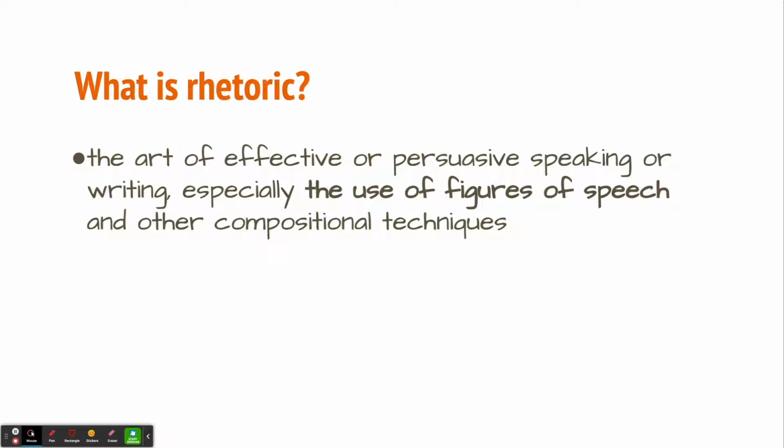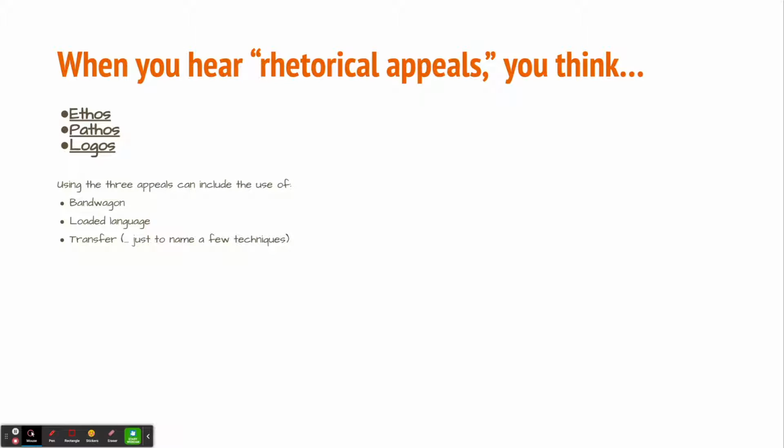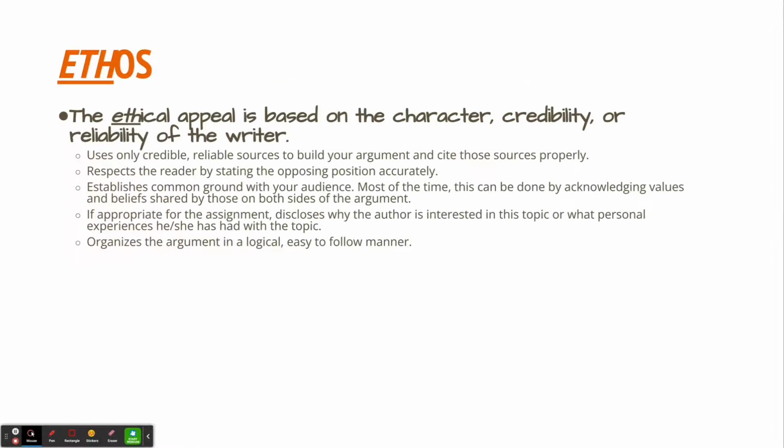We need to understand rhetoric to help us become better writers, better readers, better audiences, better thinkers, and more judicious purchasers or voters. When we hear rhetorical appeals, we know that there are three different appeals: ethos, pathos, and logos. These three appeals include the use of bandwagon, loaded language, and transfer, just to name a few of the techniques.